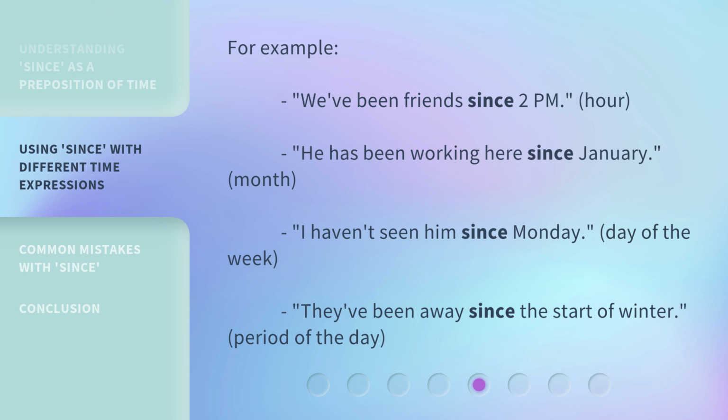For example, we've been friends since 2 p.m. Hour. He has been working here since January. Month. I haven't seen him since Monday. Day of the week. They've been away since the start of winter. Period of the day.